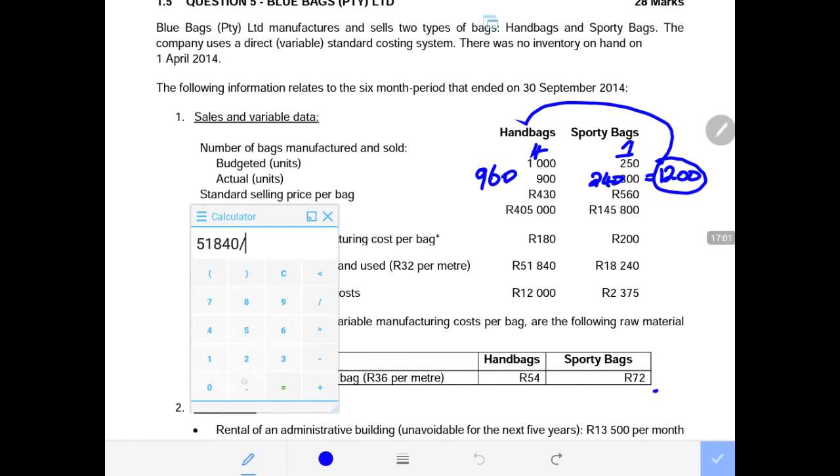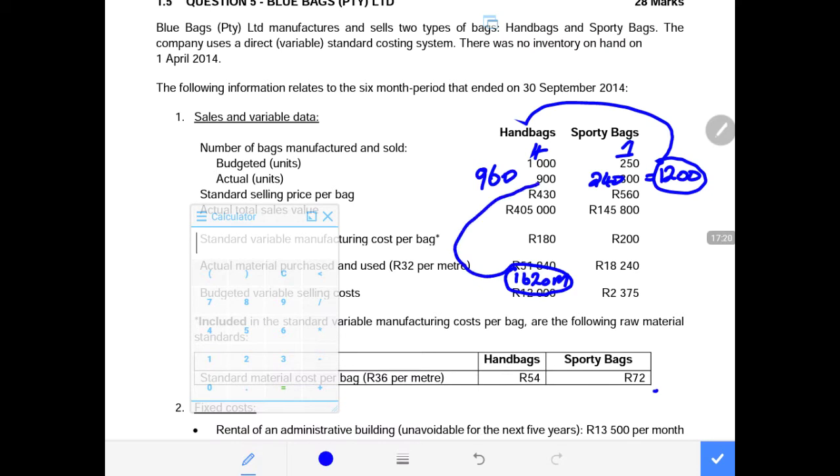51,840 divide by 32, we get 1,620 meters. 1,620 meters that we bought. We bought 1,620 meters in order to produce 900 units of the handbags. I want to highlight that.